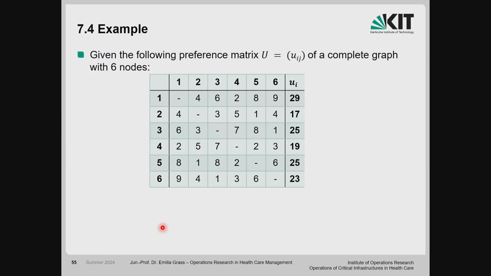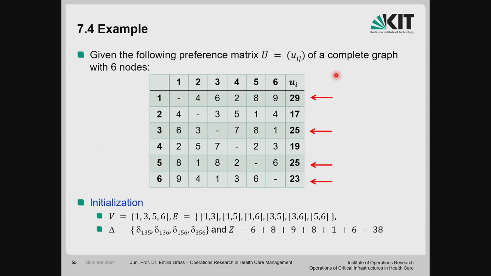You have now 6 nodes, 6 departments, and you have the preference given by the hospital representative. So you see that between department 1 and department 2, the preference is 4, then 6. So you see that there's a high preference between 1 and 6, for instance, with 9, and so on. Again, the diagonal is empty. Okay, so which ones to choose? Based on the algorithm, we should choose the first 4 with the highest sum, which are in our case the first department, the third one, the fifth one, and the sixth one. So these are the first 4 highest values.